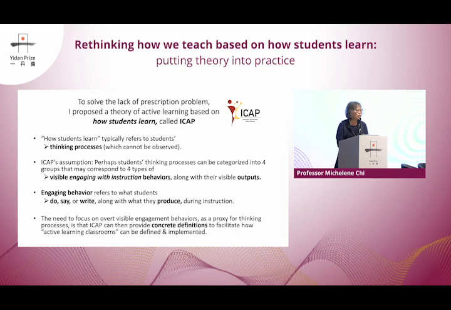To solve the lack of prescription problem, I propose a theory of active learning, that you've heard about, based on how students learn, called ICAP. How students learn typically refers to students' thinking processes, which we cannot observe. ICAP's assumption is that students' thinking processes can be categorized into 4 groups that may correspond to 4 types of visible engaging behavior, along with their visible outputs. Engaging behavior refers to what students do, say, write, and produce during instruction while they're trying to learn.